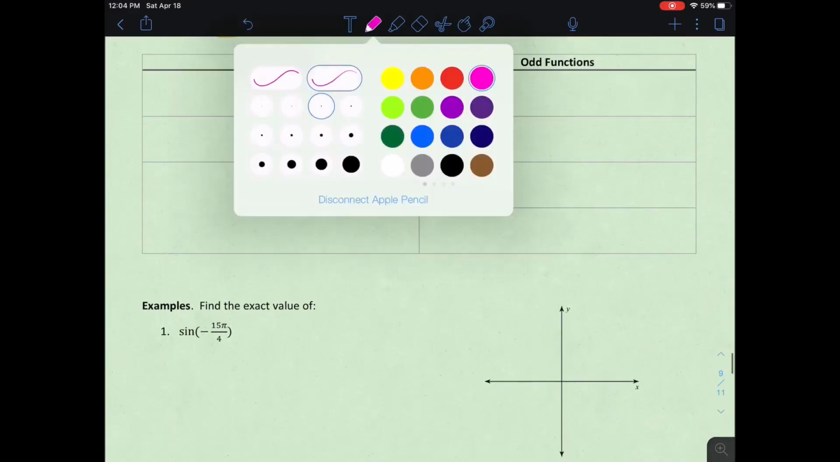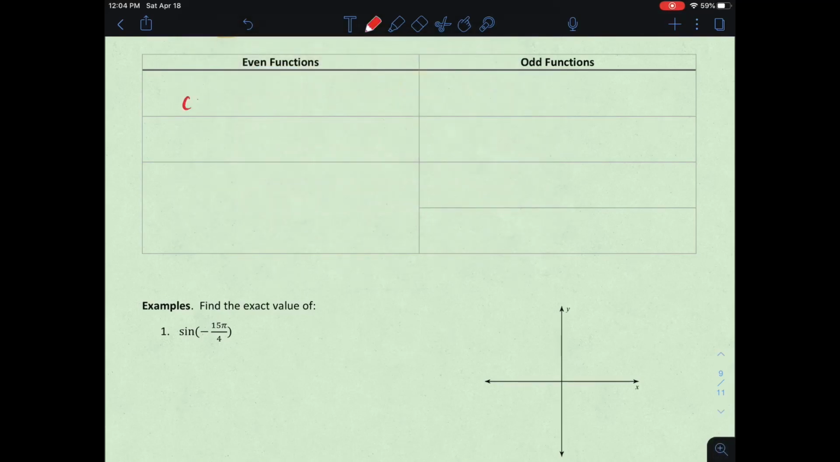So our even functions then, we said cosine was an even function, which means that cosine of negative theta equals cosine of theta. You can pretty much just drop the negative. And if cosine is even, then it's going to follow that secant is an even function. So secant of negative theta will just equal secant of theta.